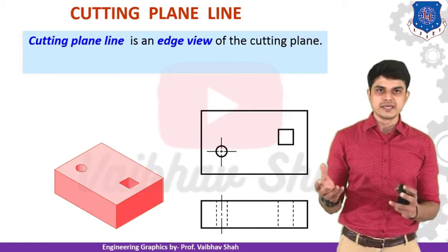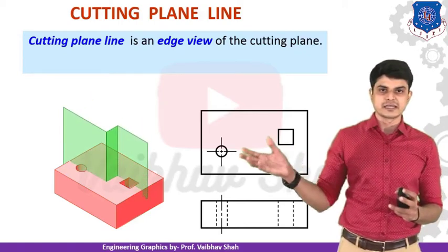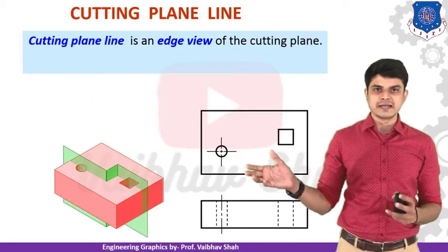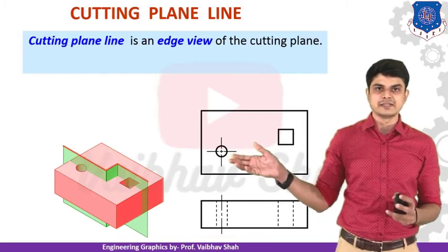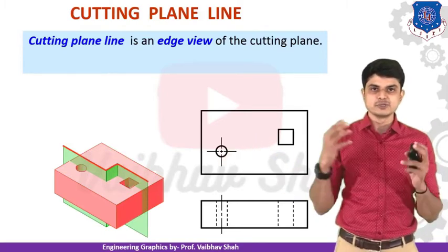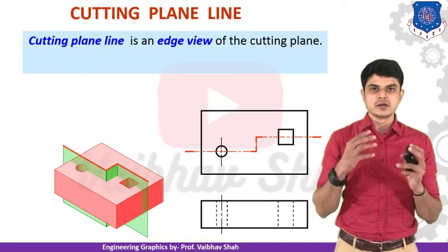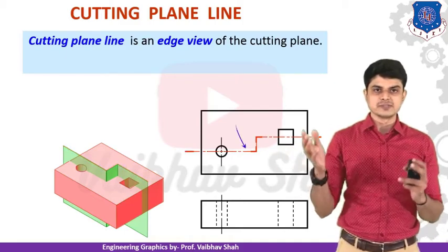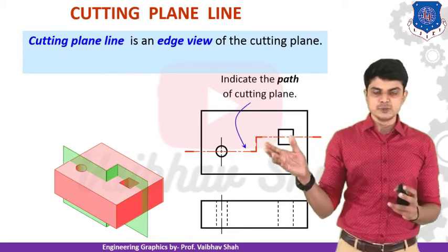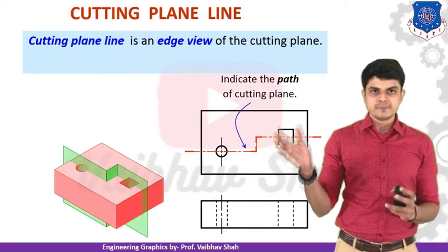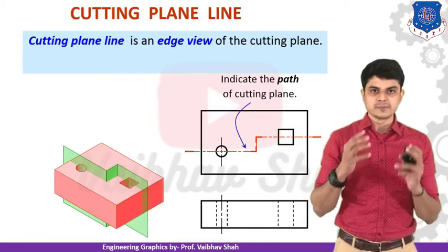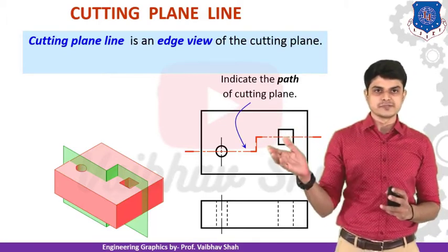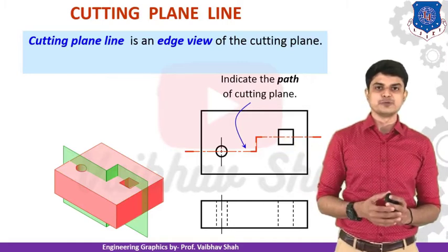So what we are doing is we are trying to cut this object by a cutting plane line. So here the cutting plane line, the top surface of this cutting plane shown by this straight line, is used in order to show the cutting plane by this line. So it is generally used to show the path of your cutting plane or the position of the cutting plane on your object. So that's why these cutting plane lines are usually used.